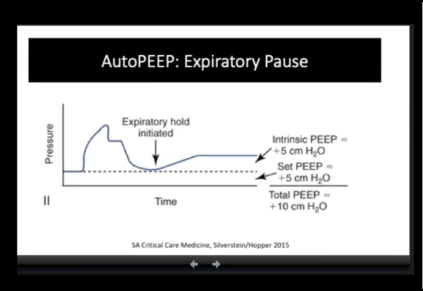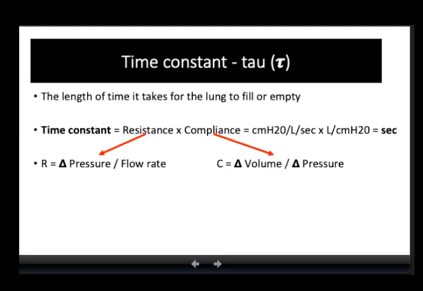Another way to find the best expiratory time is to calculate a time constant. This is not something people do all the time, and it is a little bit more academic, but I wanted to tell you about it in case you encounter this term somewhere. By definition, time constant is the length of time it takes for the lung to fill or empty. Time constant is a product of resistance and compliance, and it's measured in seconds.